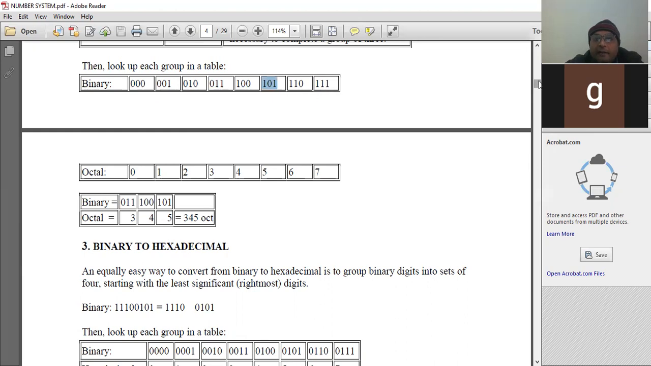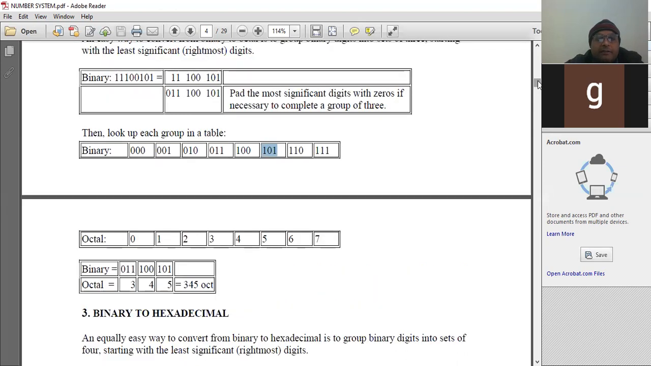Now in our first group, our number was 011, 100, 101. So 011 will be represented by 3. I have written here 3. Our next group was 100, and 100 will be represented by 4. So I have written here 4.